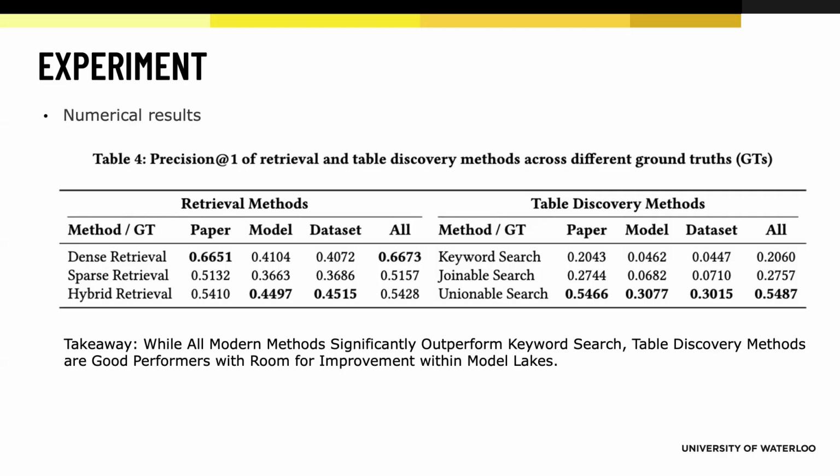It is understandable because table discovery methods are schema-based rules, which are stricter than the semantic-based methods. So here we draw the conclusion that all methods are better than the keyword search, while the unionable search still has some room for improvement. We can treat retrieval methods and table discovery methods as two perspectives of retrieving, and we believe they can benefit each other because one is schema-based and one is semantic-based.